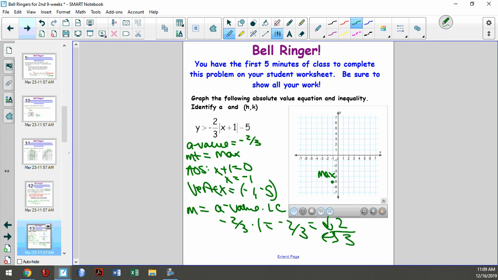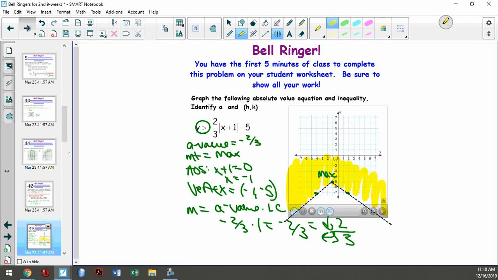So down 2, 1, 2, 3. Down 2, left 1, 2, 3. Yes? Now, from there, I need to go ahead and connect this with a dotted line or a solid line? Why dotted? Because it's the greater than symbol. Since it's the greater than symbol, there's my graph. In which direction do I shade if I went greater than? I'm going to shade above it. Since I'm going to shade above it, that's what I have. Do we all understand that? Yes or no? Do you remember me teaching that?